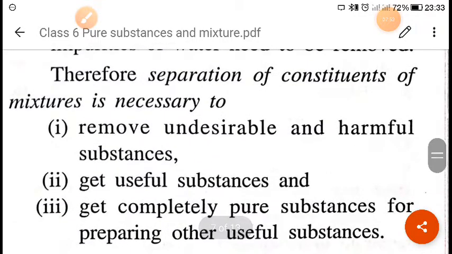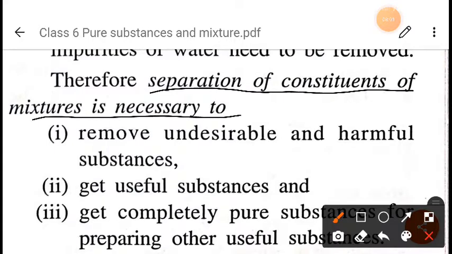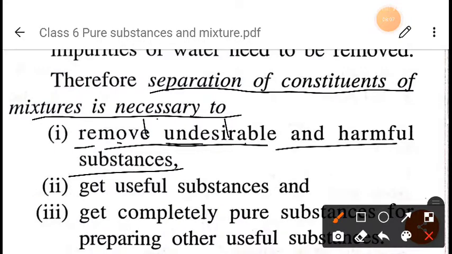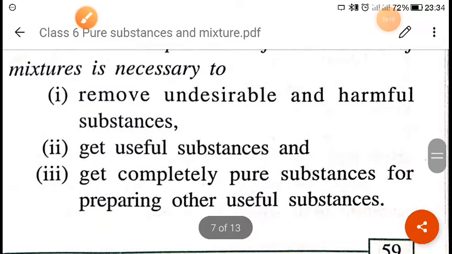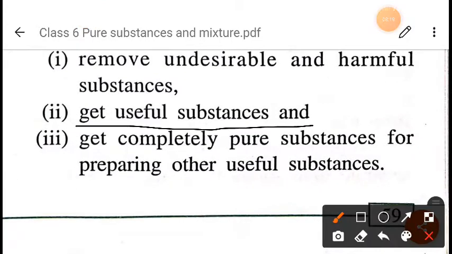So what we can say is, separation of the constituents of a mixture is necessary. Why is it necessary? It is necessary to remove the undesirable, or harmful, substances which are not fit for us. We remove those harmful substances through the process of separation. Next, we get the useful substances. After the separation, we get substances which are very useful for us.